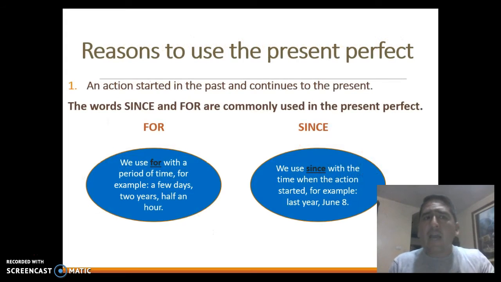Now let's talk about the reasons to use the present perfect. The first one: the action started in the past and continues to the present. Here I would like to explain what the words since and for mean because they are commonly used in the present perfect. We use the word for with a period of time, for example, a few days, 2 years, half an hour, etc. In the case of the word since, we use it with the time when the action started. For example, last year, June 8th, last month, etc.